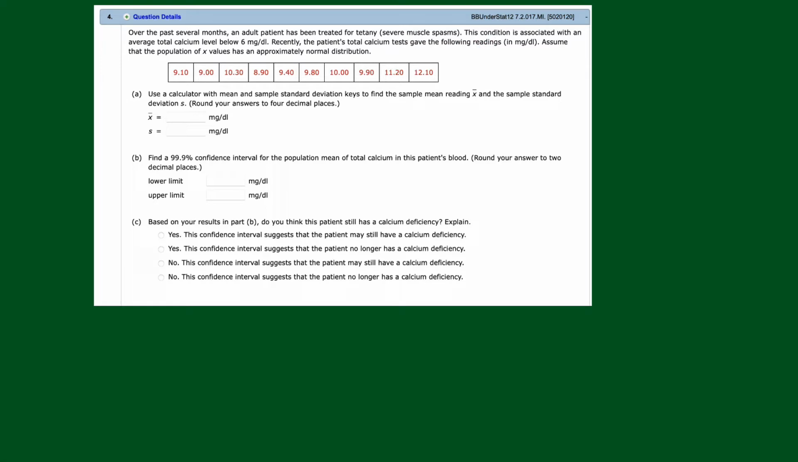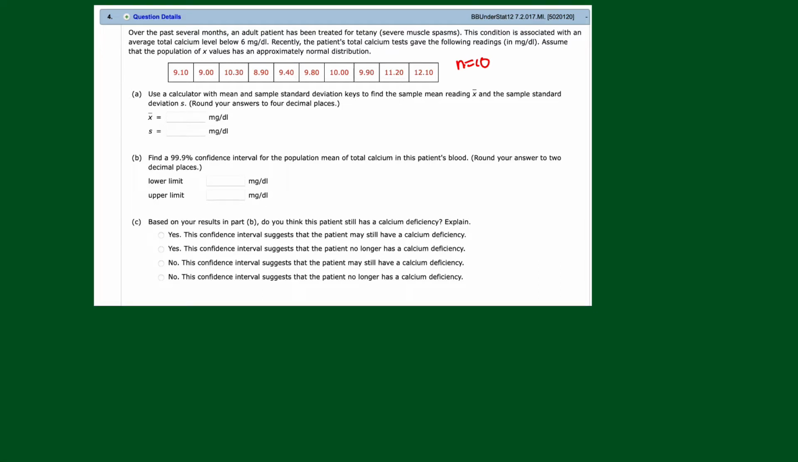All right, so we've got what? 1, 2, 3, 4, 5, 6, 7, 8, 9, 10 readings. So n is equal to 10 here. Part A: use a calculator with a mean and sample standard deviation to compute X bar and S. And then in Part B, find a 99.9% confidence interval.